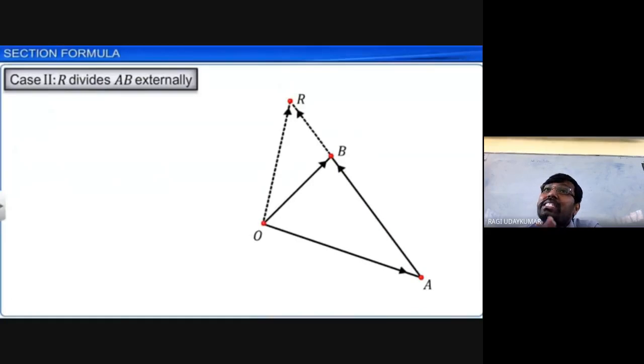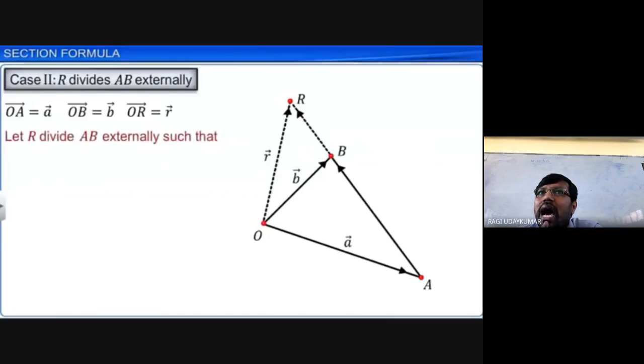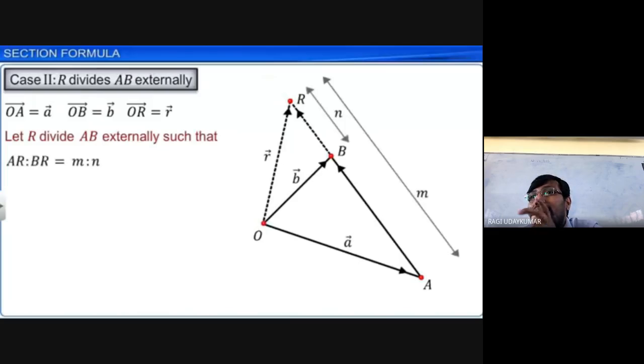R is a point externally dividing. In this situation, OR can be written as M into B bar minus N into A bar by M minus N. You can see that proof also here, though it is not necessary; you can directly consider it. R bar is a vector. R divides AB externally such that AR is to BR is equal to M is to N, where AR is M and BR is N.